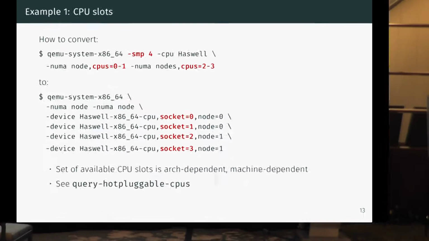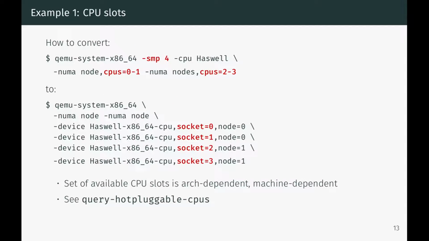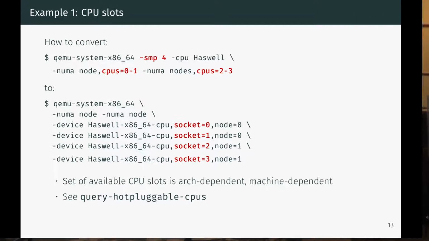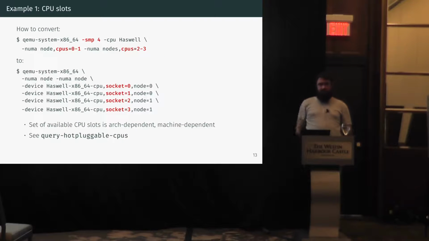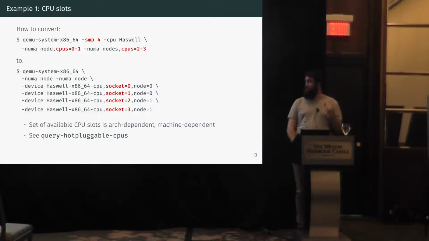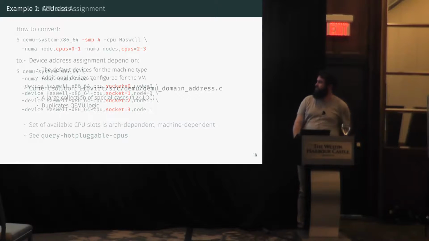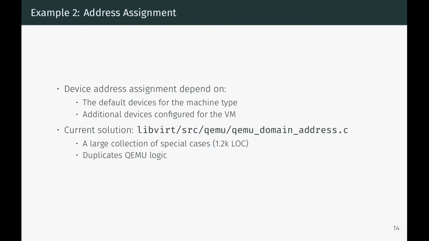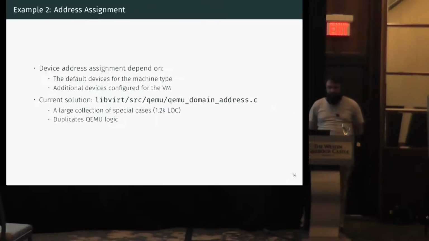So in this case, on PC, it's quite easy. You have sequential sockets. But the set of sockets or available CPU parameters depends on the machine, so you need to ask the machine for that. Another example, I think this is the most complex one, is address assignment.